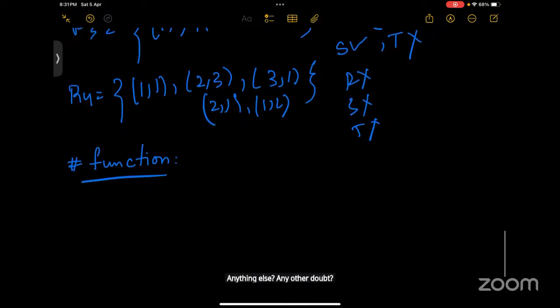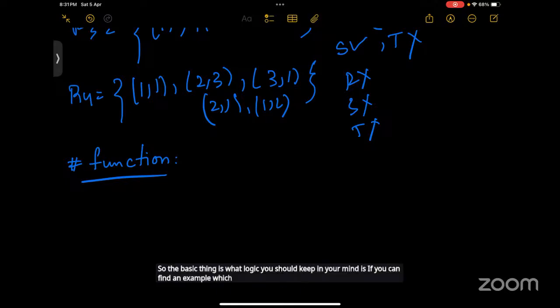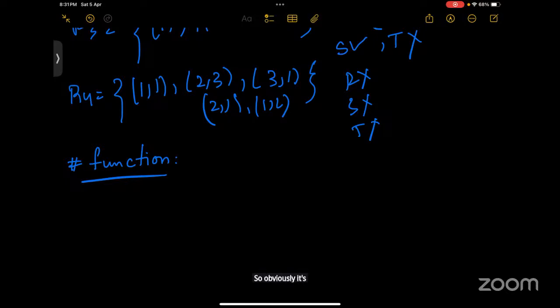Okay. So what is a function? Actually, it is counterintuitive. That's why there is always confusion. Normally the logic doesn't follow that way. The basic logic you should keep in mind is, if you can find an example which contradicts the definition, that means it's not the thing. But if there is no such example, that means obviously it's following the definition, right? So that means it's fine.